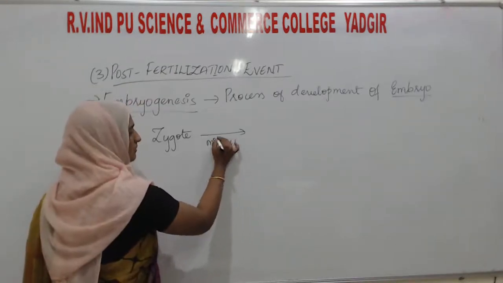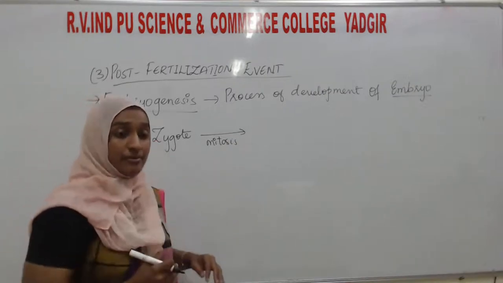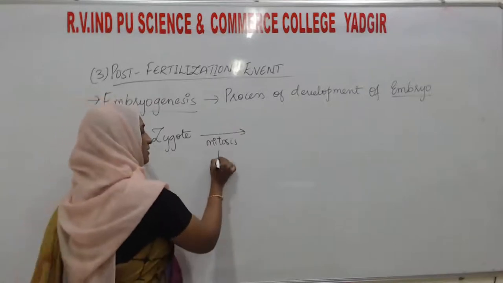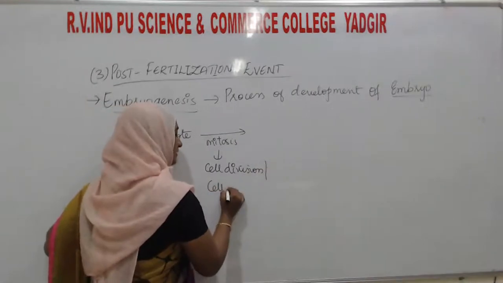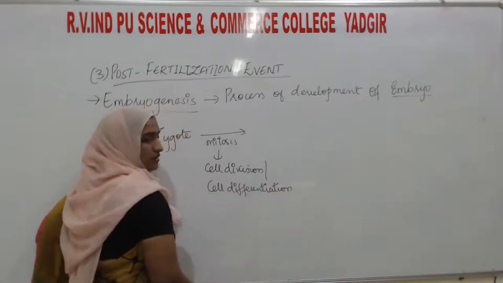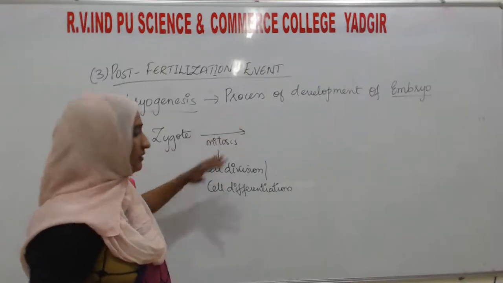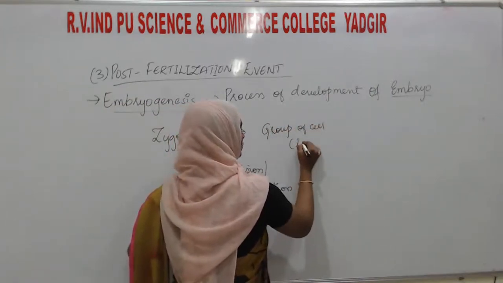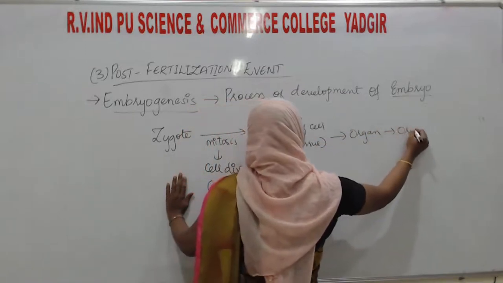Mitosis. During embryogenesis, what happens is the zygote will undergo mitosis. That is cell division. Mitosis is what? That is cell division, or else we can also call it cell differentiation. When cell division increases the number, then that group of cells is going to form a tissue. Then this tissue will form an organ, then a new organism.